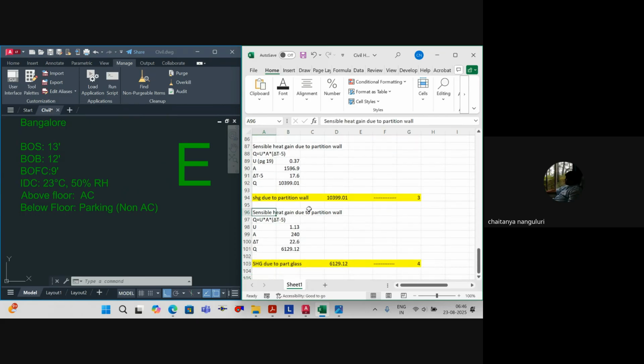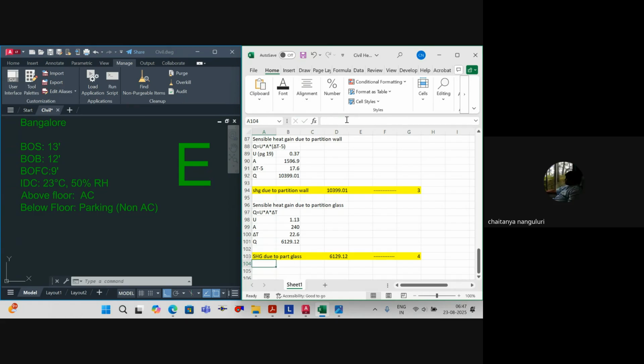Okay, this I didn't change it. My mistake. This is partition glass, and then Q is equal to UA delta T minus 5. Something is confusing. No sir, just confusion. Then coming to the next one after sensible heat gain due to partition glass, which is done. Now it will be sensible heat gain due to floor load.